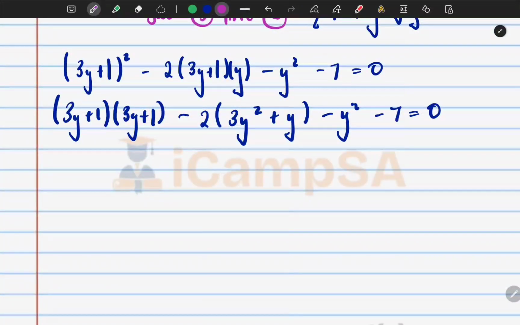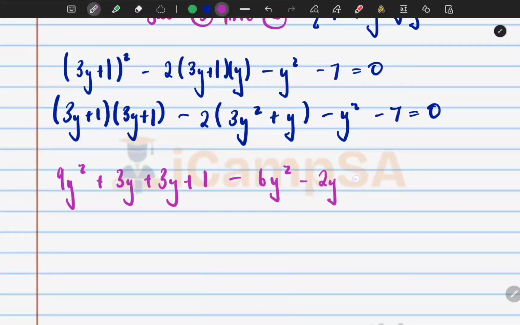Let's use a different color. So it's going to be 9, right? It's going to be 9y squared plus 3y plus 3y plus 1, right? Then I can still simplify this further and say minus 6y squared minus 2y minus y squared minus 7 equals to 0, right? So this and that are like terms, so it's going to be plus 6y.